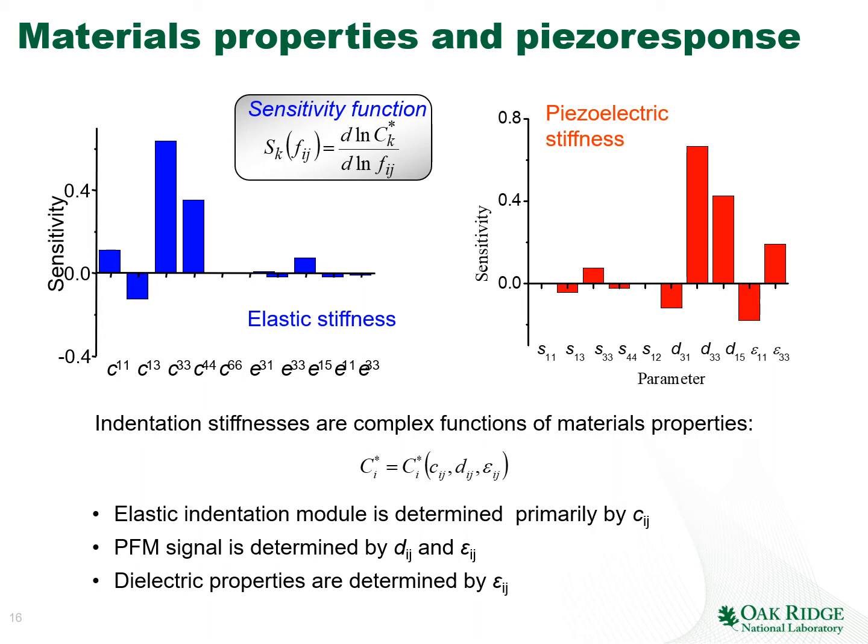And what's interesting is that this piezoelectric stiffness is also determined by epsilon 11 and epsilon 33, the dielectric properties of the material. And once we go from the exact solution to the approximate solution, these dependencies come into play very significantly. So we'll see that this sensitivity analysis actually suggests how to look for the approximate solution for the PFM.